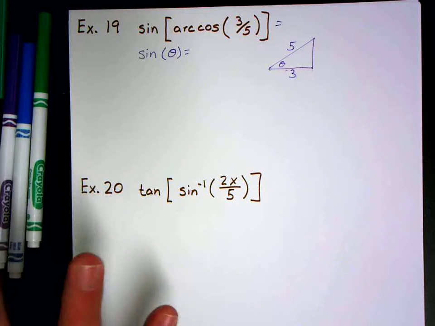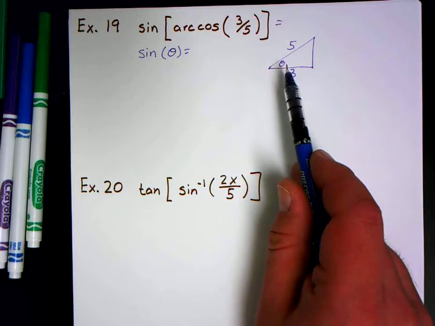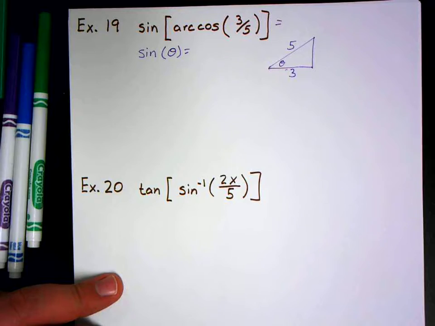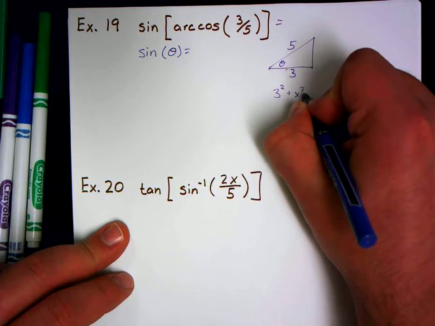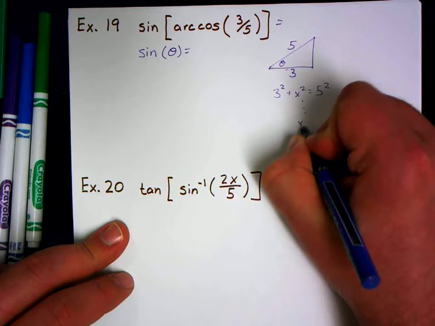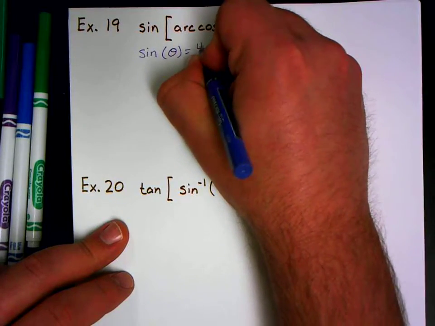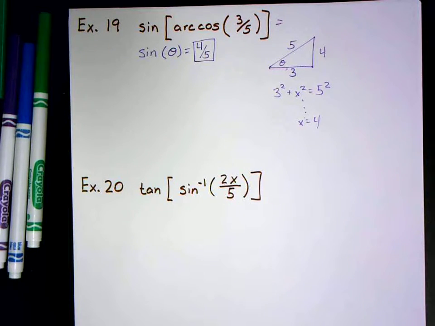I don't care what theta is. It just equals the angle of this triangle. I don't care what the angle is because I'm just going to take sine of the angle. Well, what is the other side of this triangle? 4. If you don't know how I got 4, you do this, and you end up with 4. So, what is sine of theta? I don't care what theta is. We never care because we're just using it to get to the end answer. That's it. That's how you do those kind of problems.